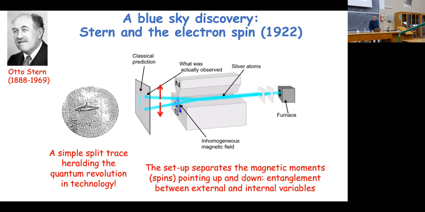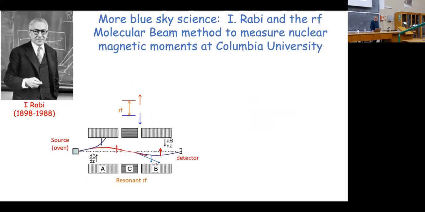The next step was, in fact, due to a postdoc who was working with Otto Stern in Hamburg, an American, Isidor Isaac Rabi, who spent 1 year in Hamburg. And when he came back to the United States at Columbia University, he started a research group to develop the method of atomic and molecular beams that he had learned with Stern. And in fact, he improved Stern's setup in the way I'm describing here.